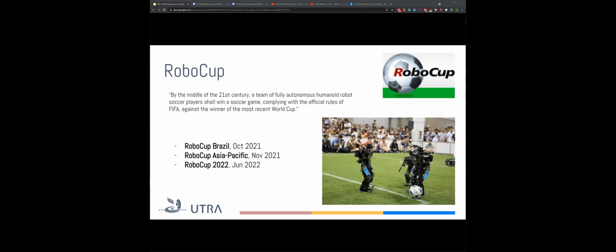I wasn't there, Eric wasn't there, but alumni were, and it was very interesting to see the photos. Anyway, there are also some offshoots. We plan to compete at RoboCup Brazil next month, RoboCup Asia Pacific in Japan in November, and then the main RoboCup, which should hopefully be in person, in Thailand in June 2022.